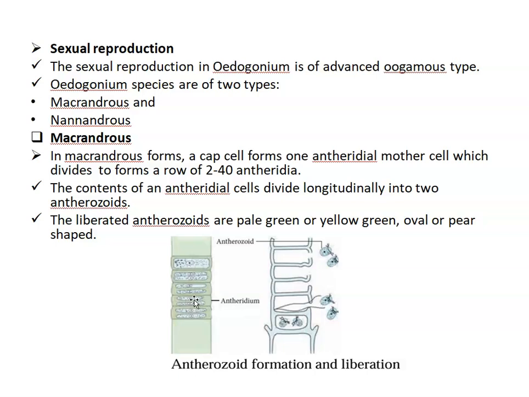The liberated antherozoids are pale green or yellow-green, oval or pear-shaped. The antherozoids are motile, with about 30 subapical flagella present at the base of the beak or hyaline spot. Antherozoids swim freely in water before they reach oogonia. Antherozoids are similar to zoospores. You can see here, these are antherozoids and these are similar to zoospores in structure, but these are smaller than zoospores.